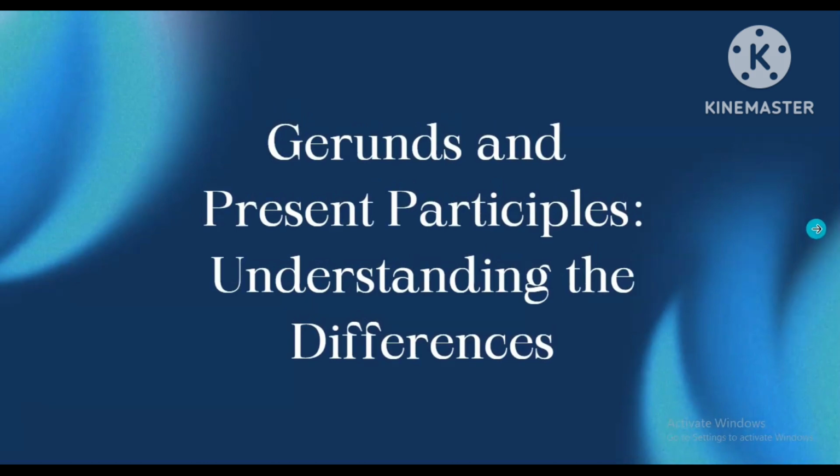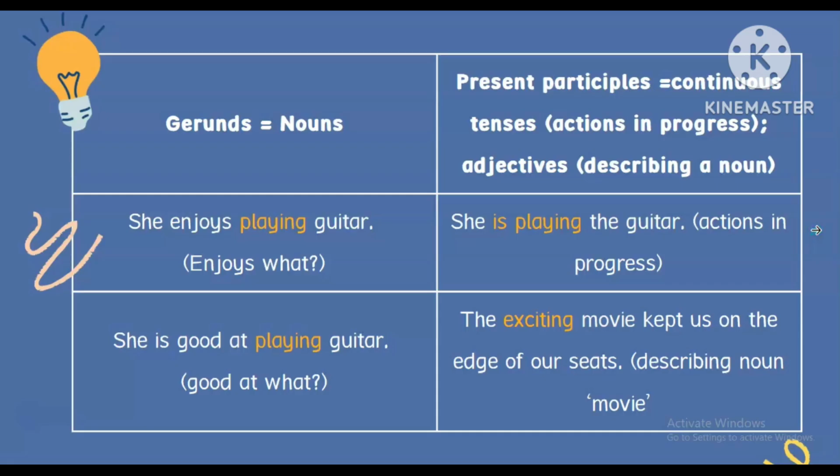Now let's start from where we had left in the last episode. How to understand the difference between gerunds and present participles. Quickly grab your notebooks. First of all, understand the basic thing. Gerunds is equal to nouns. Okay? Gerunds have no other variation. It's simply nouns. On the other hand, present participles denote continuous tenses, that is actions in progress, and they also act as adjectives, that is, they describe the noun.